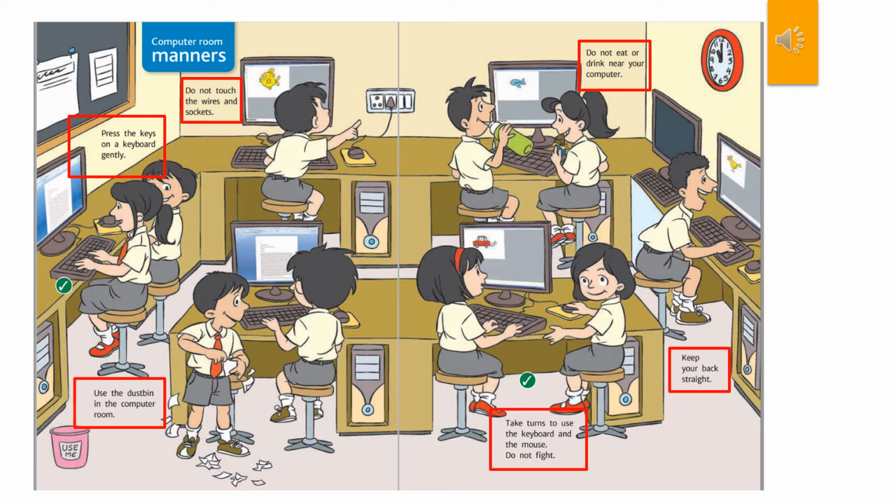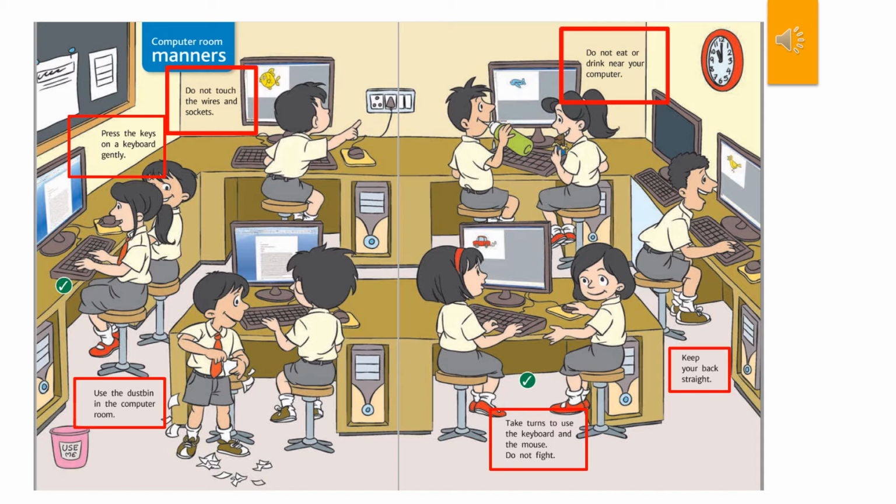Now let's do a recap of the computer room manners. So do you remember them? So the first one is, do not touch the wires and sockets. The plug points, you should not touch them. The second is, do not eat or drink near your computer. It will spoil your computer.